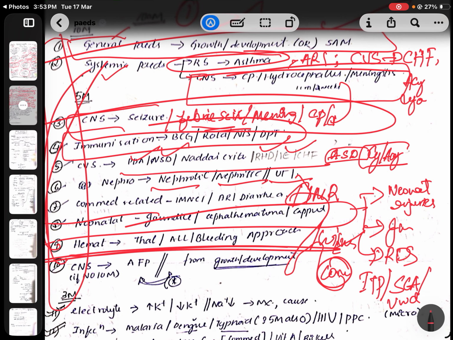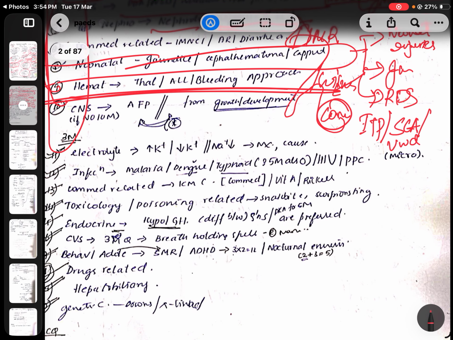And again, if no 10 markers, they might ask something related to CNS, because the core idea is what? The core idea is make sure your general pediatrics, including your immunization, neonatology and the growth part, with your systemic pediatrics, including RS, CVS, CNS is strong. Then nobody can stop you from passing the paper. Coming to 3 marker, as I told, the nature of 3 marker itself is unpredictable, and it can be predicted only based on your 10 marker and 5 marker.